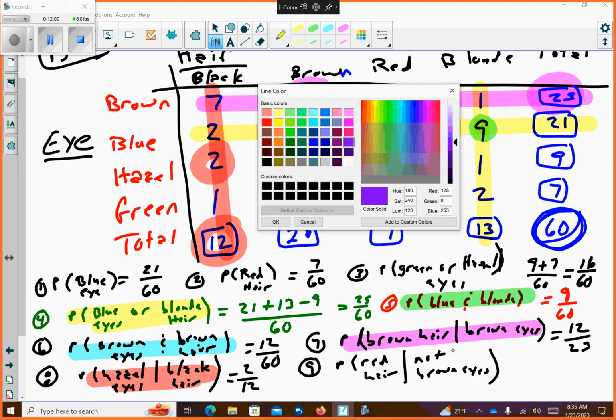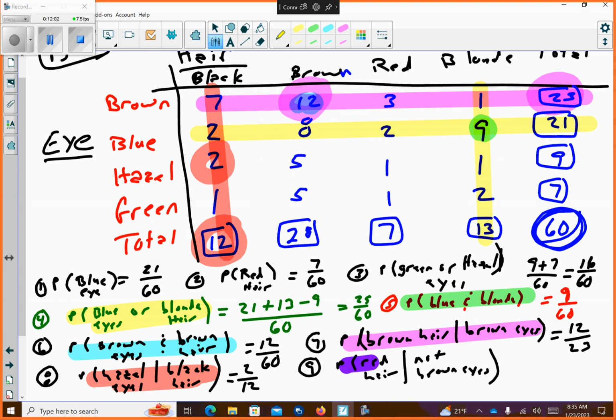So do this one in purplish. Okay, we want to have red hair. Red hair. And they don't have brown eyes. Red hair, don't have brown eyes. Okay, so what we're doing here is we have everyone in the room.